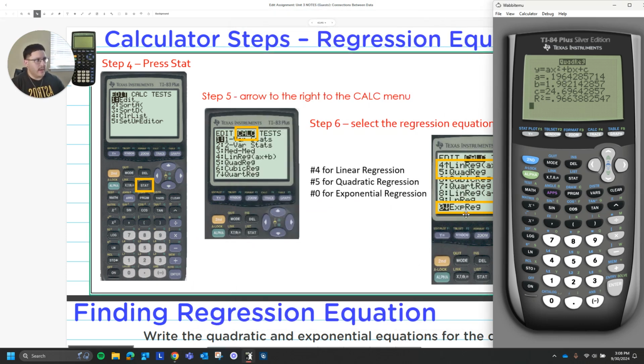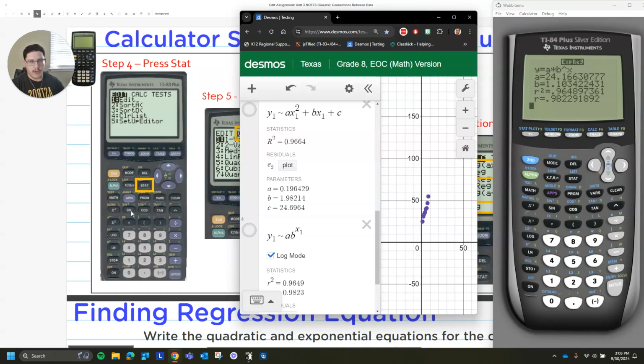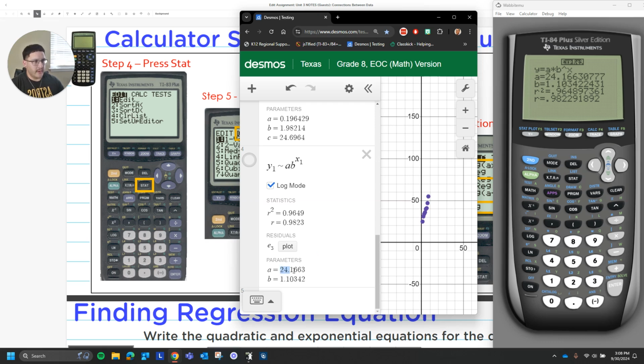Okay, and then the last one, exponential regression, is all the way down at the 0. So if we want to calculate that, we would press Stat, go right to Calc, either scroll down to option 0 or hit number 0. Make sure everything is good, and then it'll create the exponential regression equation there. And then just to show you the comparison, look, A is 24.16, B is 1.10.